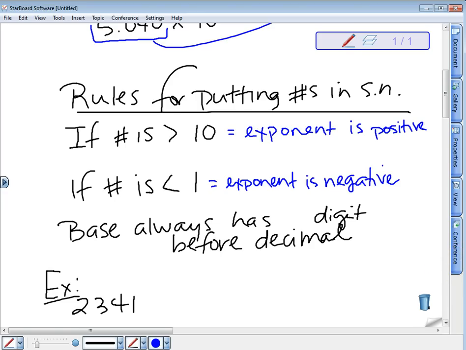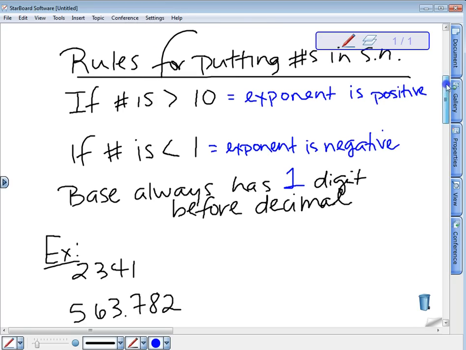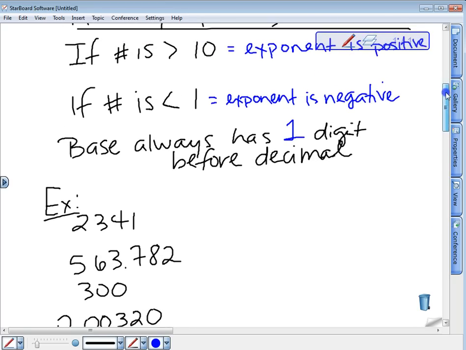You can. The base always has one digit before the decimal. You always have one digit before the decimal. Okay? So let's look at how we do this. If we want to put this number in scientific notation, then we're going to have to move the decimal from where it is to where it should be for scientific notation.